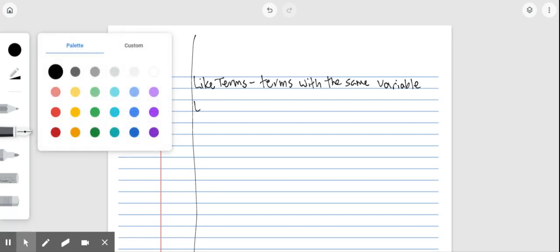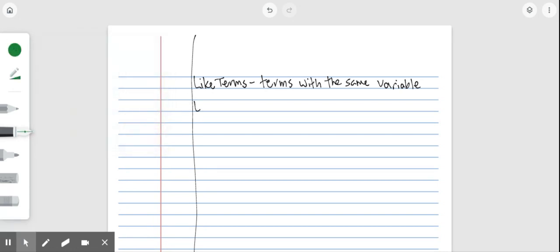Ooh, I want to use a different color. Let's do green. Okay, 2x and 3x are like terms. I can add infinitely many onto this. I could do negative 6x. I could do just the letter x. I could do 14x. I could do 7.3x. As long as the only variable attached is an x, those are like terms. Here are some more like terms.